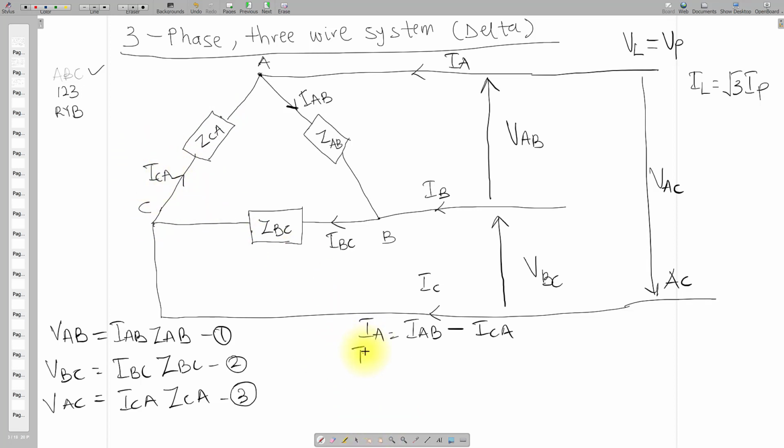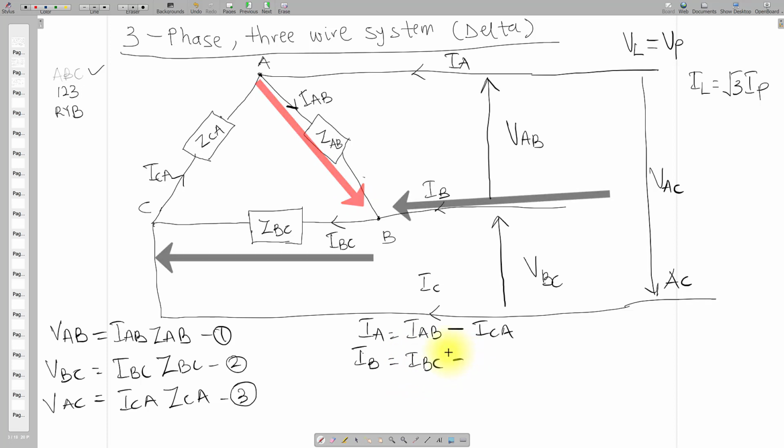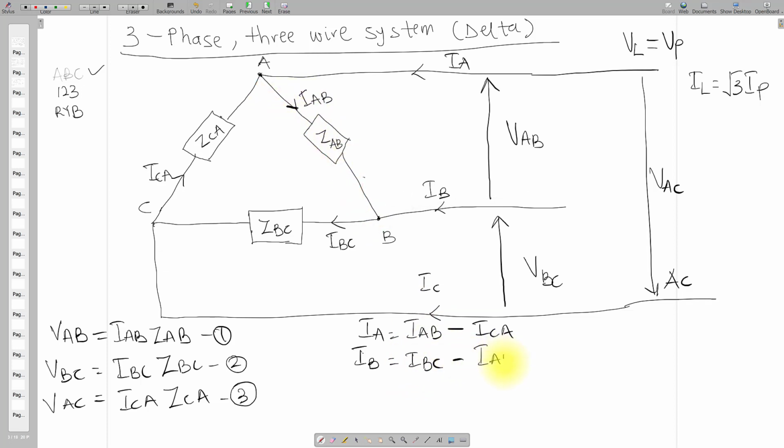The same way we can find the line current IB. IB, upon reaching this node B, should go this way and that way. But look, IAB is coming this way. That is opposing the normal flow of IB. We should have gone that way. So IB will be equal to IBC minus IAB, right?